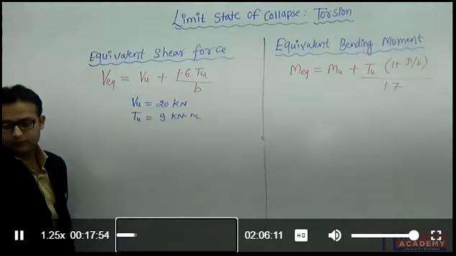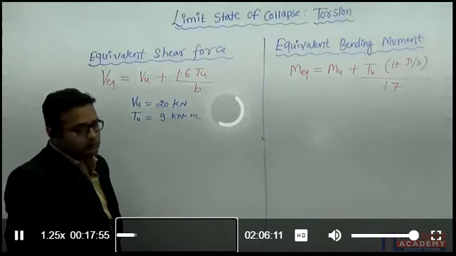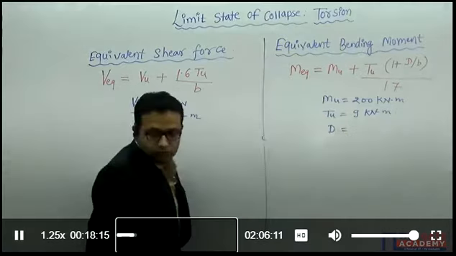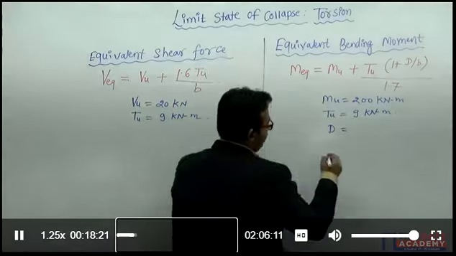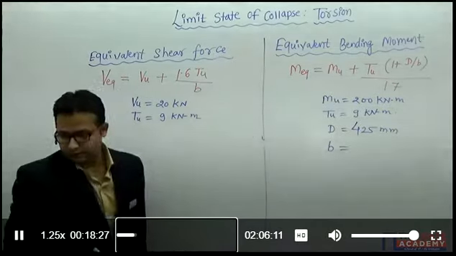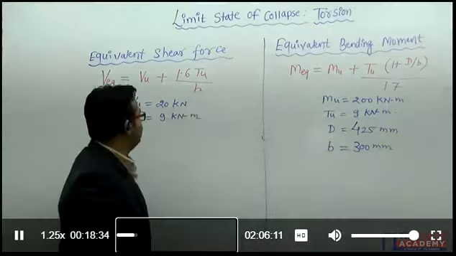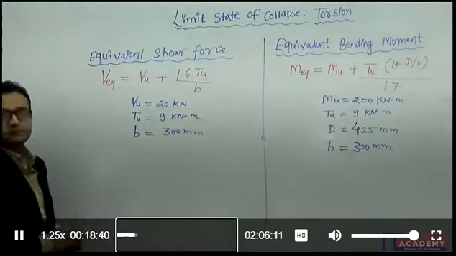The gross depth they have given, D equal to 425 mm, and the width they have given, 300 mm. Right?